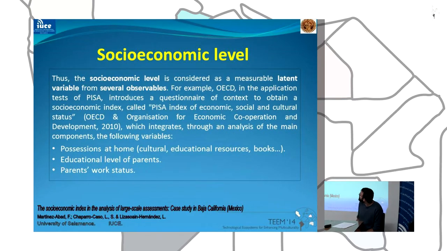Thus, the socioeconomic level is considered a measurable latent variable from several observables. For example, in PISA tests, a context questionnaire is included to obtain the socioeconomic index with three dimensions: possessions at home, educational level of parents, and parents' work status.